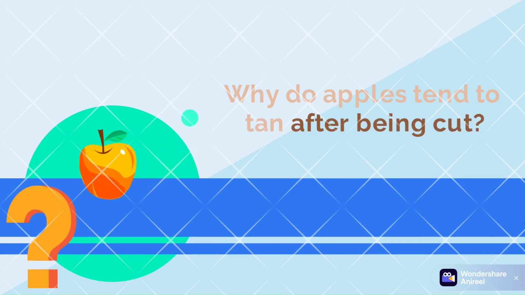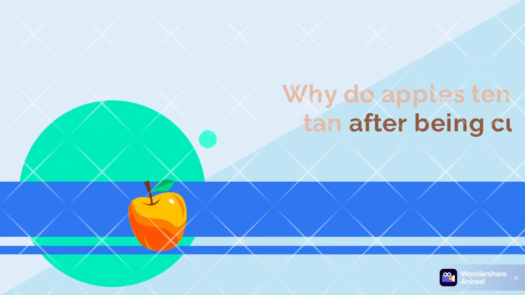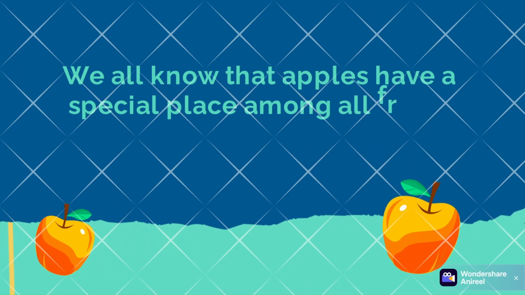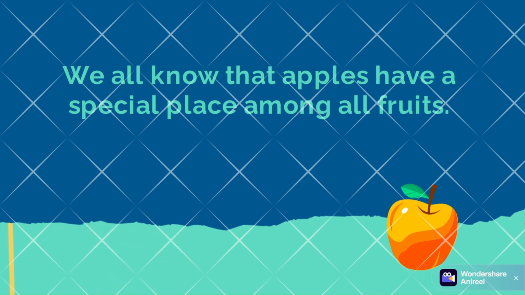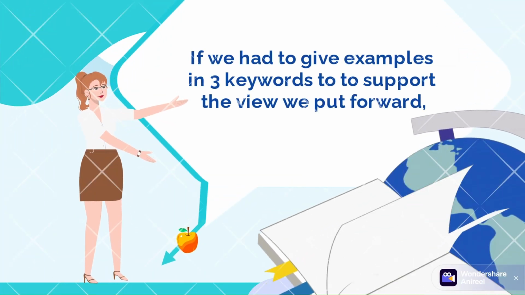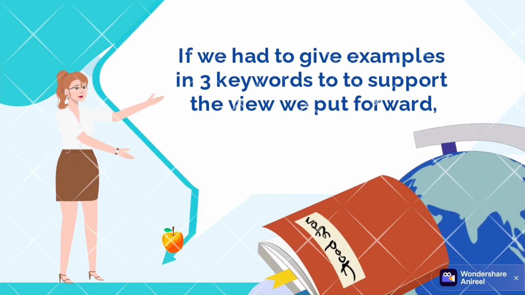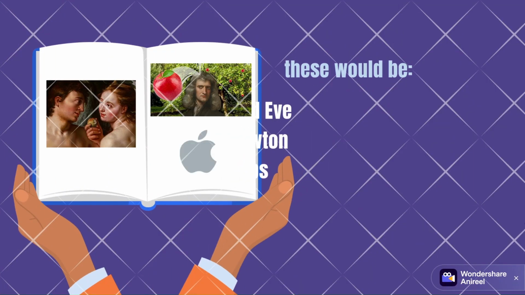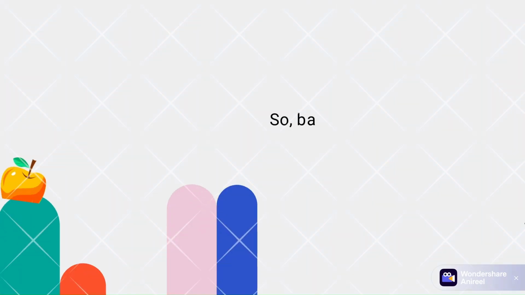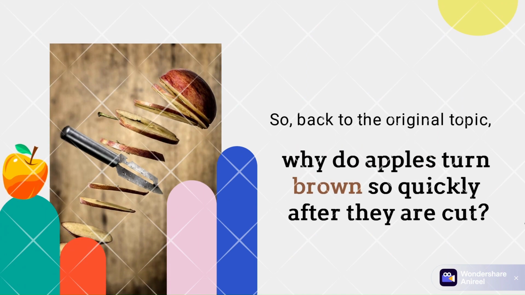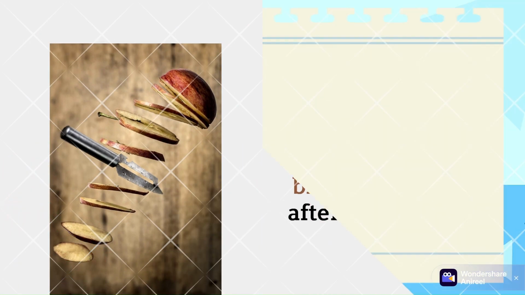Hello everyone. Don't you know why apples tend to tan after being cut? We all know that apples have a special place among all fruits. If we had to give examples in 3 keywords to support the view we put forward, these would be Adam and Eve, Isaac Newton, and Steve Jobs. So, back to the main topic. Why do apples turn brown right after they are cut?